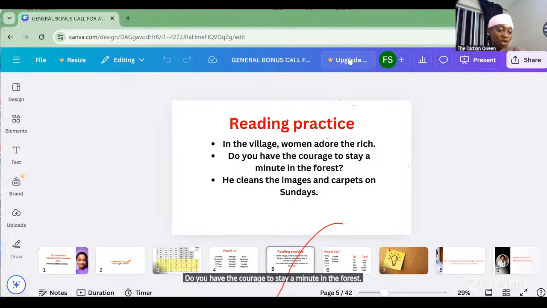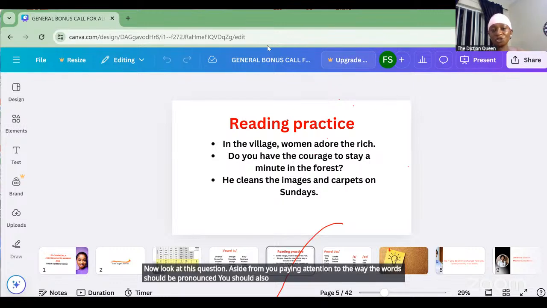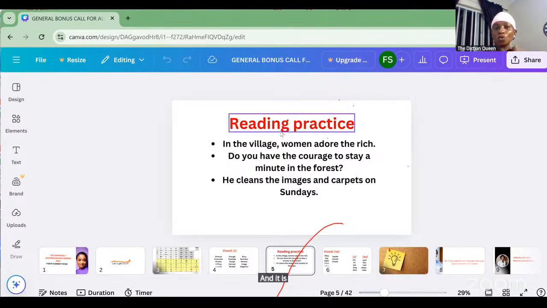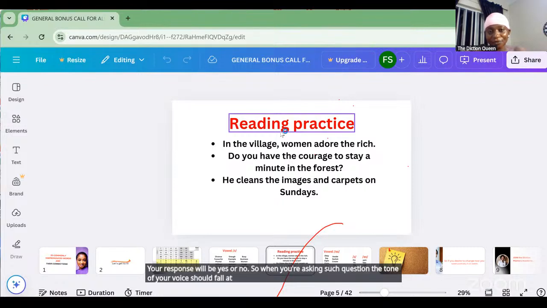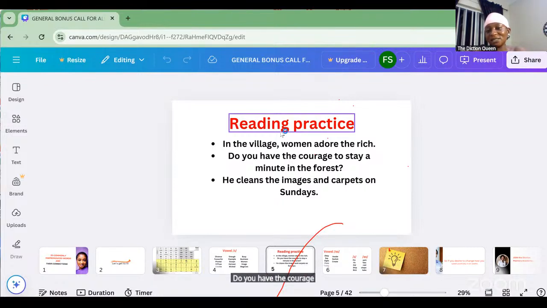Now look at this question. Aside from paying attention to the way the words should be pronounced, you should also note that it is a yes or no question. A yes or no question is a question that when you ask, your response will be yes or no. So when you're asking such a question, the tone of your voice should fall at the end. Do you have the courage to stay a minute in the forest? Not a flat tone. Do not use a flat tone.